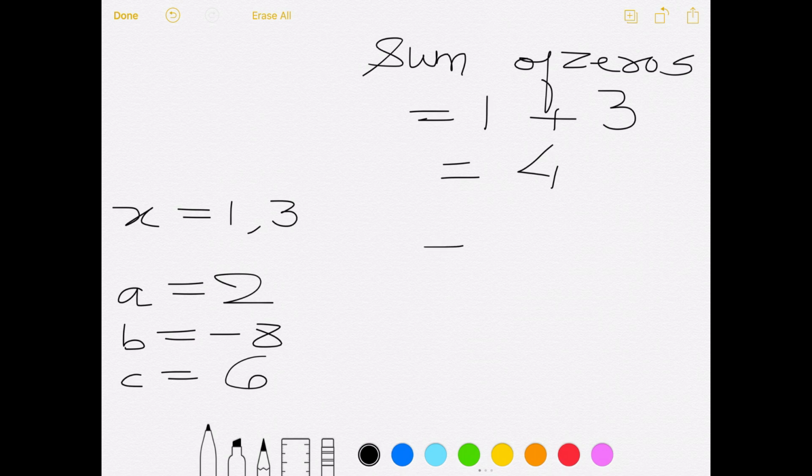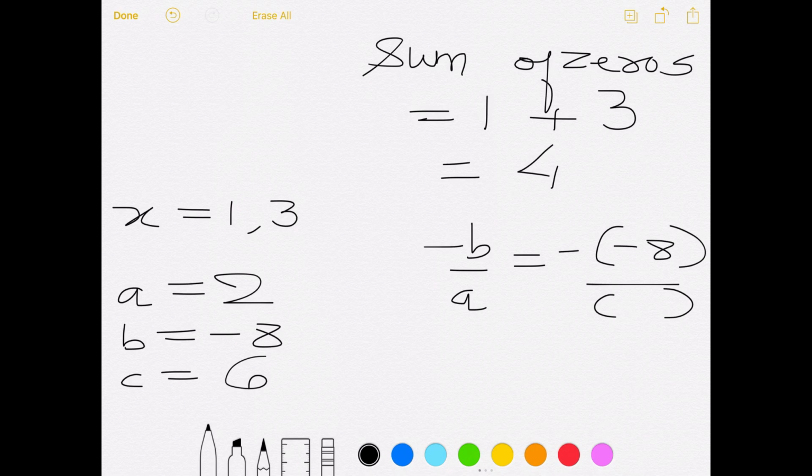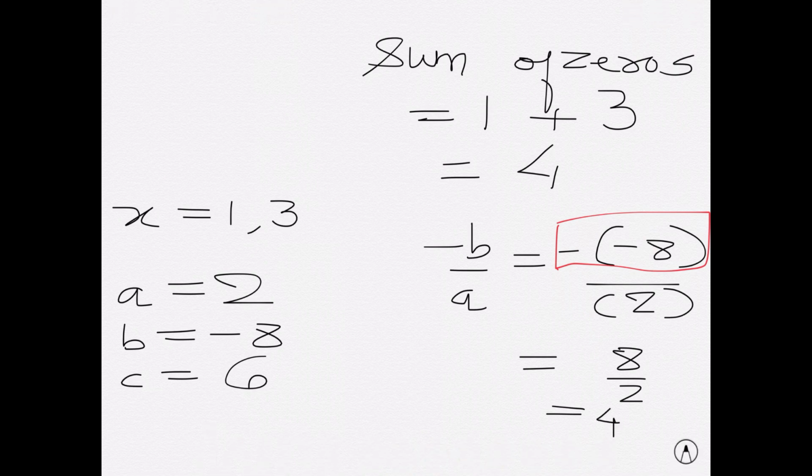Let us take minus b divided by a, this formula, to get the sum of zeros: minus the value of b divided by the value of a. The value of b is minus 8, so minus 8, and the value of a is 2. Now minus of minus 8 will give me plus 8 divided by 2, and 8 on 2 will give you the answer 4. So the sum of zeros, whether you do it by the formula or like this, the answers are the same.